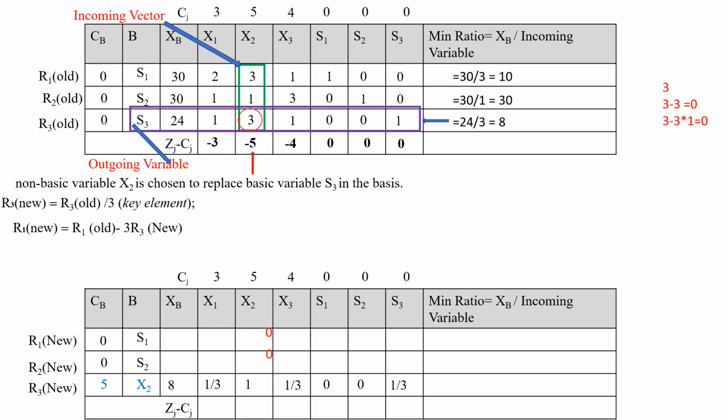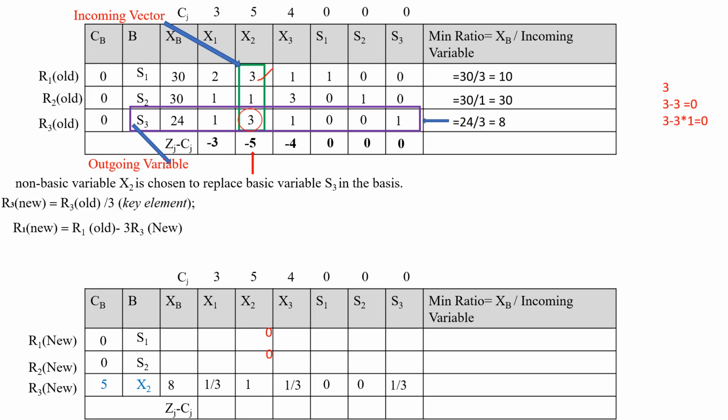Next we have to get 0 and 0 in the x2 column of the new simplex table. For this we have to do the following row operations. So first we do the row operation for row 1. For this I have to observe the old simplex table at the row 1 position and the x2 column position, and here its value is 3. So here I have to get the 0.